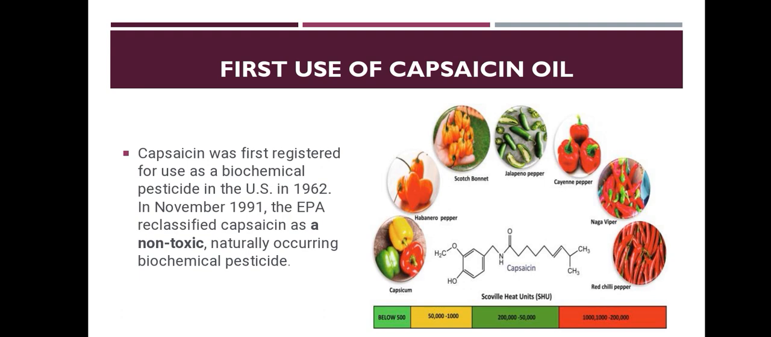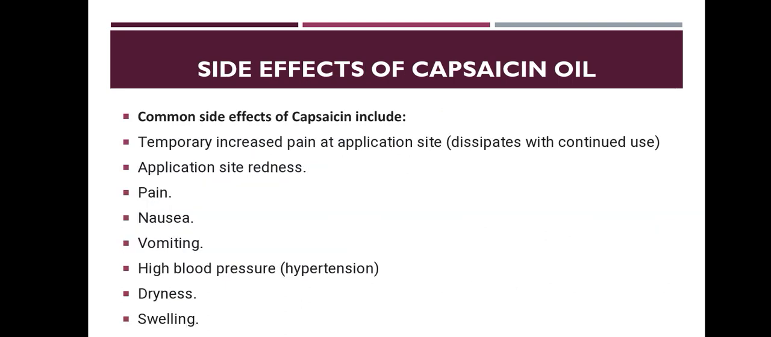Capsaicin was first registered for use as a biochemical pesticide in the US in 1962. In November 1991, the EPA reclassified capsaicin as a non-toxic naturally occurring biochemical pesticide. Here are some side effects of capsaicin oil. Common side effects of capsaicin oil include temporary increased pain at application site despite continued use, application site redness, pain, nausea, vomiting, high blood pressure, hypertension, dryness, swelling.